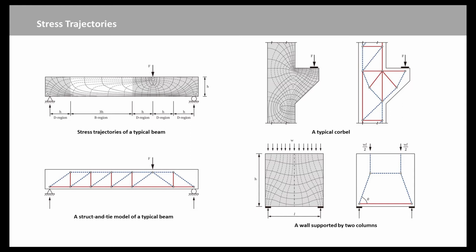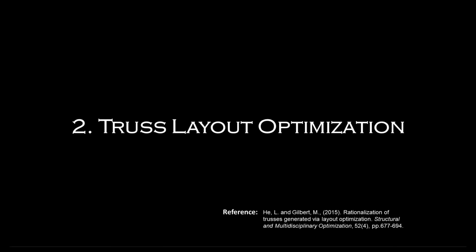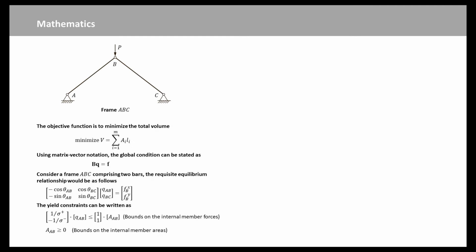However, these traditional strut and tie models are not optimal models, and increase the required steel quantities of reinforced concrete structures. To address this, I will introduce truss layout optimization to obtain optimal strut and tie models. Truss layout optimization using the ground structure approach provides a fully automated means of identifying near optimum truss structures.